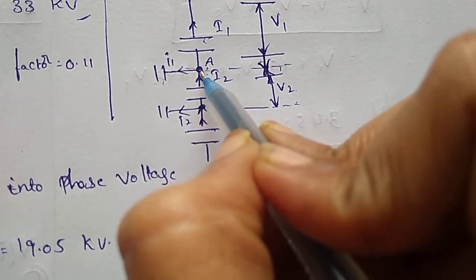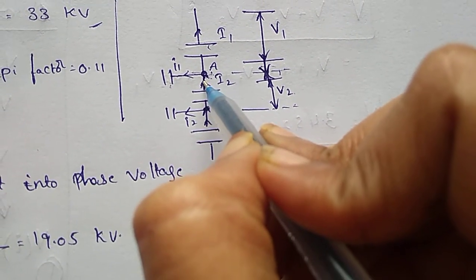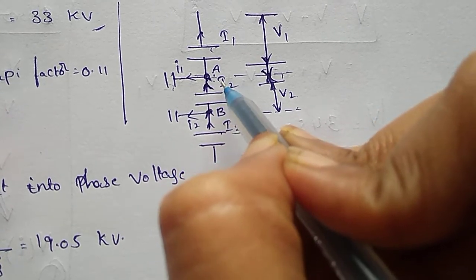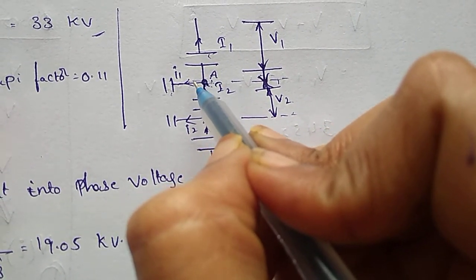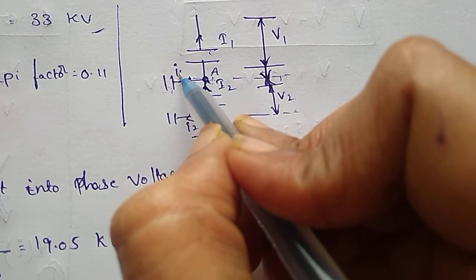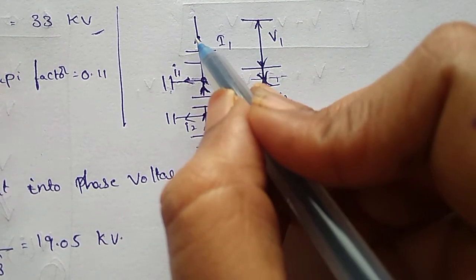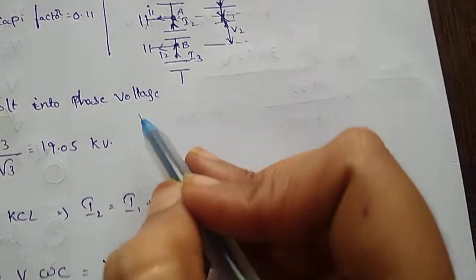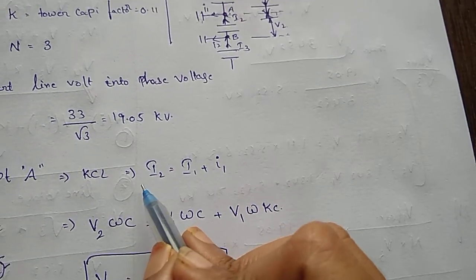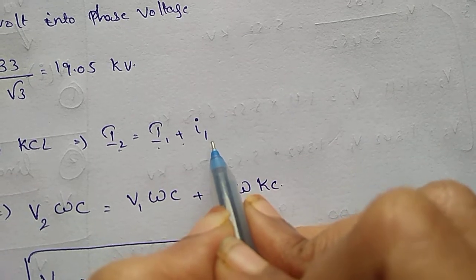If you observe here at point A, the incoming current is I2, and the leaving currents are the small i1, which is the shunt capacitance current, and the self capacitance current I1. We are considering it like that. So if I apply KCL at node A, I2 equals I1 plus small i1.